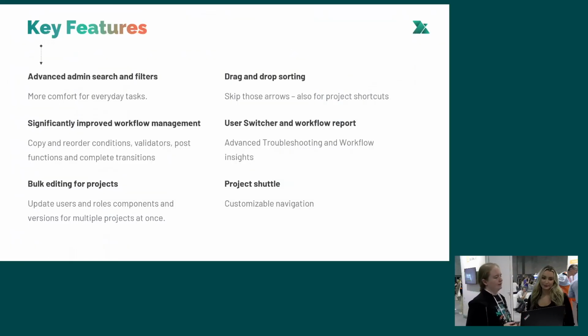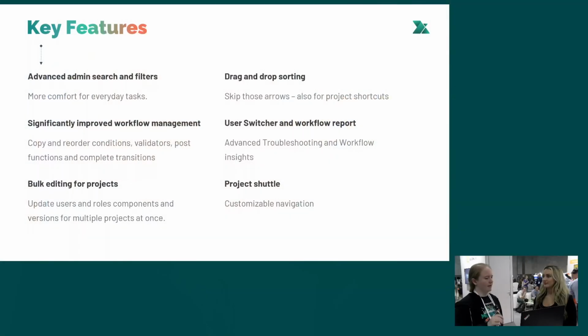And as I said, this is just one tool from the toolbox, but all of them are geared towards making your life easier and faster. There are the search and the filters that I teased at the beginning. There is this improved workflow management. There's also bulk editing for projects with users, roles, versions. We can do it for multiple projects at once. There's drag and drop sorting, like for the post functions, and a lot of other spaces where it makes sense, for example, custom field options. There's a user switcher for troubleshooting. There's a workflow report where you can see your app usage and your workflows. And there's a customizable navigation menu called Project Shuttle. So lots of tools in this toolbox to help you save time.